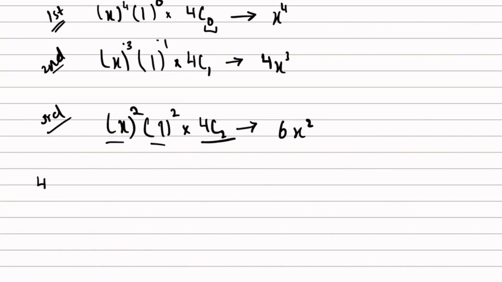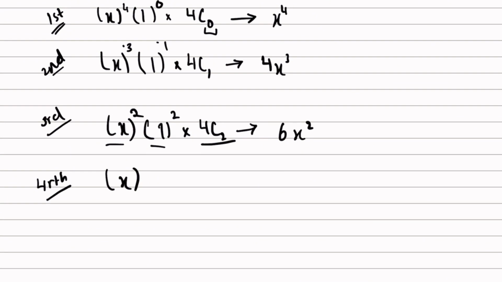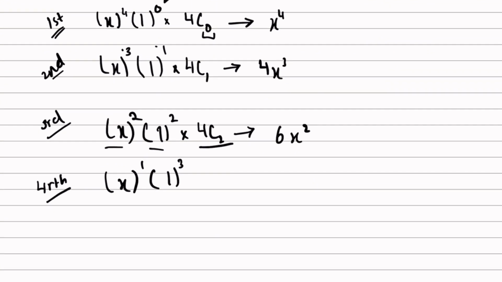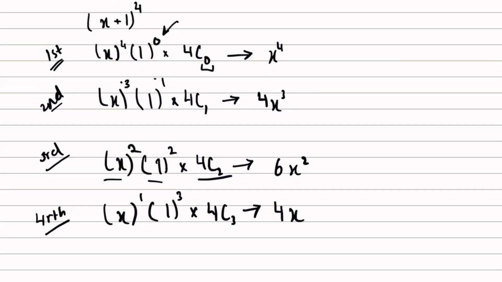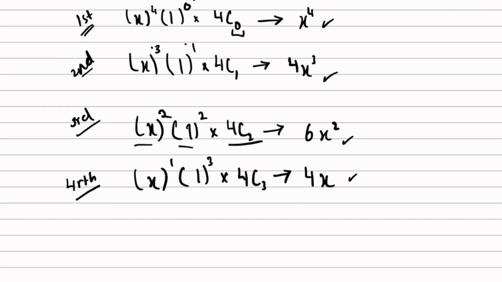Now the fourth term is going to be x to the power of 1 times 1 to the power of 3, because they're supposed to add up to give me the total power of the binomial, then multiply that by 4c3 as the power of the second term, and that should be 4x to the power of 1. Now you can see here that the power of x is decreasing, and that the power of 1 really is increasing, but obviously that doesn't show in the answer, because 1 to the power of anything is just 1.